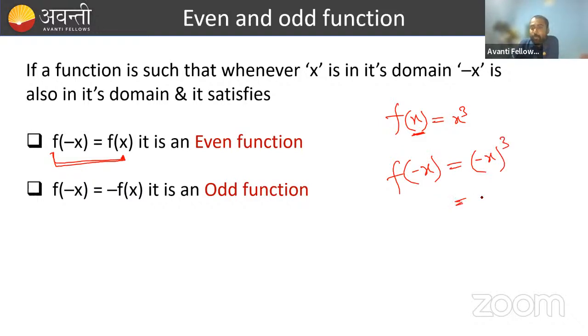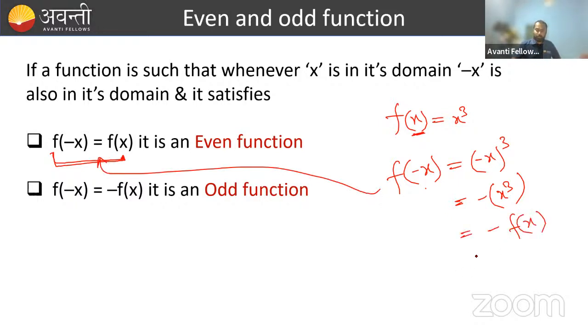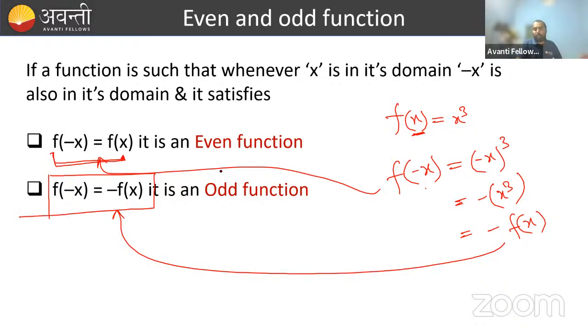So this will give you minus of x cube. Okay. So is it satisfying the first property? No. This is actually minus of f of x. So this is satisfying the second property. So when the second property is satisfied by a function, it is called an odd function. When the first property or first condition is satisfied by some functions, then those functions are called even functions.